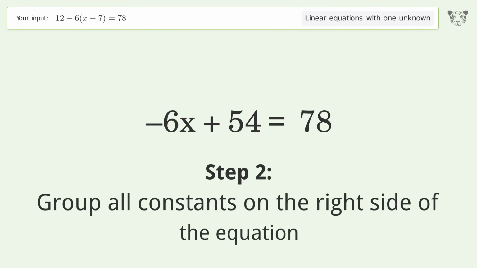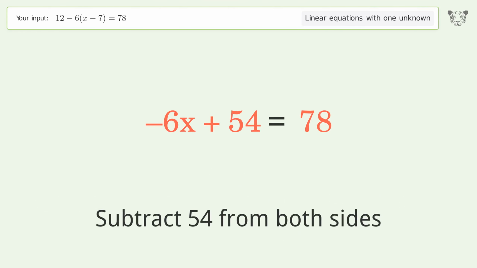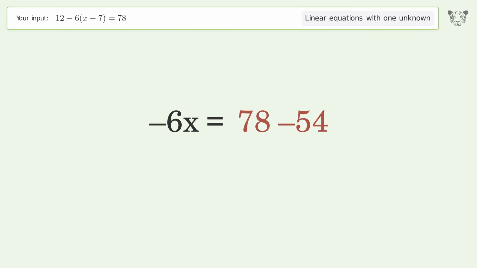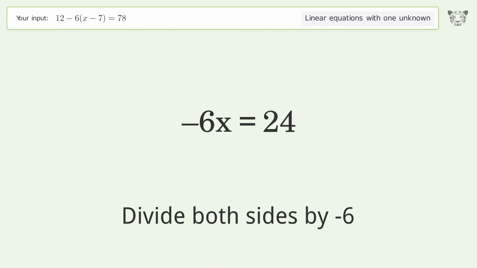Group all constants on the right side of the equation. Subtract 54 from both sides. Simplify the arithmetic. Isolate the x. Divide both sides by -6.